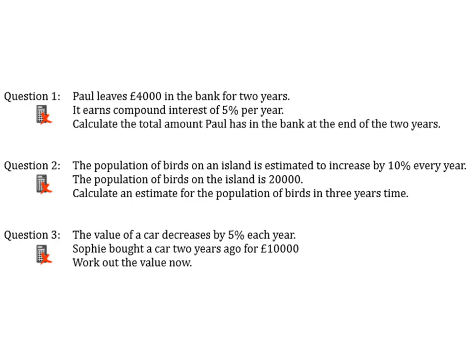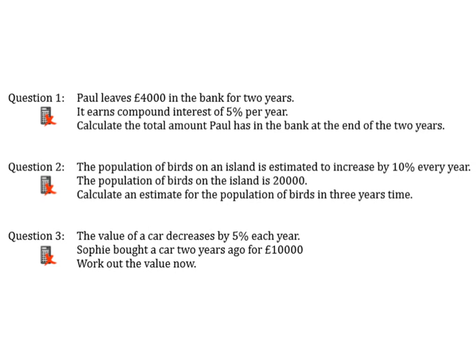Now, these are the first three questions. I'm going to go through these three, then hopefully you can have a go at the rest. So let's look at question 1. You can pause and have a go if you want. Paul leaves £4,000 in the bank. Remember, I said the bank, it's this word here, and particularly the word interest. They often use banks. It earns compound interest of 5% per year. Calculate the total amount Paul has in the bank at the end of 2 years.